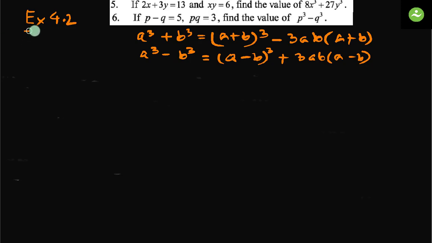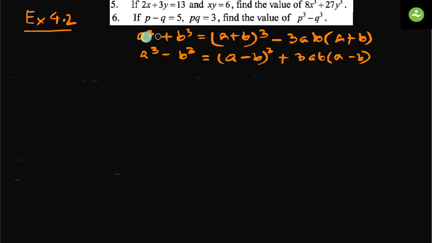Exercise 4.2, Question number 5 and 6. Find the value of 8x cube plus 27y cube and find the value of p cube minus q cube. These are in the form of corollaries.